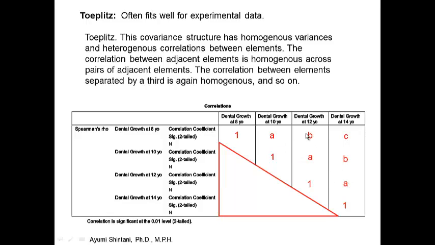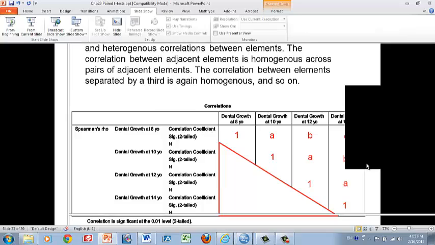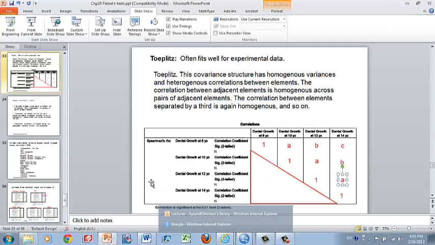The correlation between 8 and 12, and 10 and 14, which are 4 years apart, gets a different number. Then the time points 6 years apart get yet another number. There's no structure among A, B, and C. How many parameters are you modeling here? It's 3, still less than 6. So there are many choices for correlation among repeated measurements.